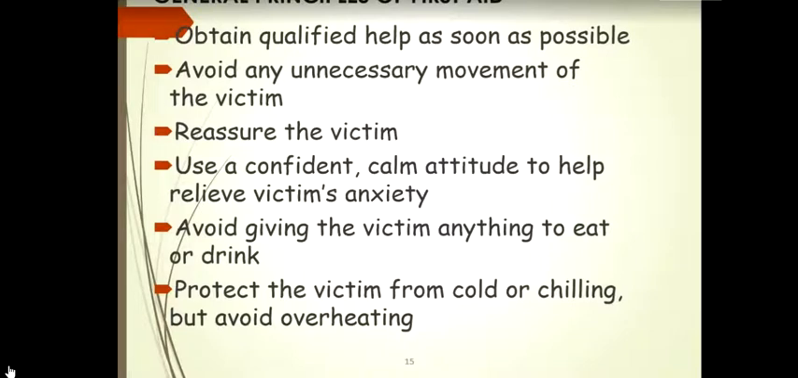Protection of the victim from cold and chilling is important, but avoid overheating. Okay, placing a blanket around your victim is good in a first aid situation, but placing 5 blankets, on the other hand, will be tantamount to overheating this patient or this casualty.